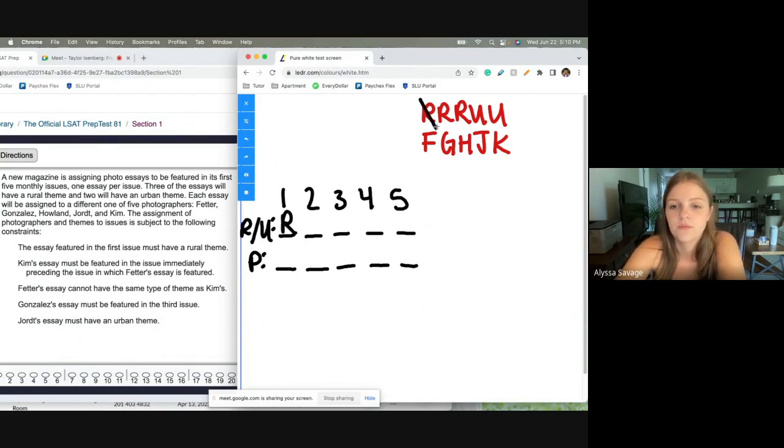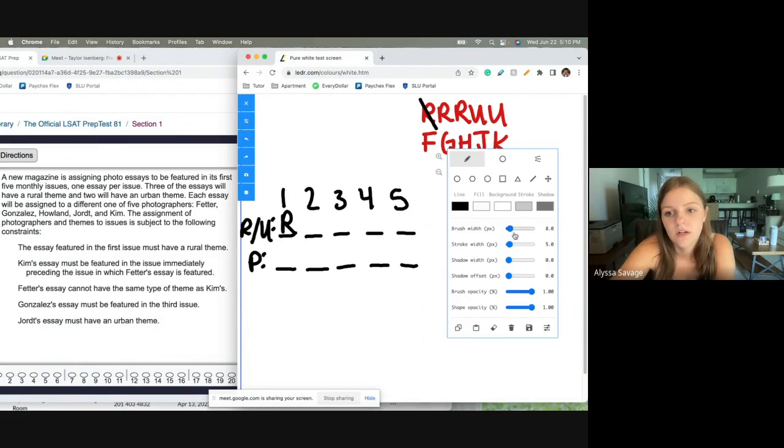So we've used one of our R's, placed it in that first spot. That eliminates the first rule. Let's look at the second rule. It says K's essay must be featured in the essay immediately preceding the issue in which F's essay is featured. What would you do with this rule? What are your thoughts?